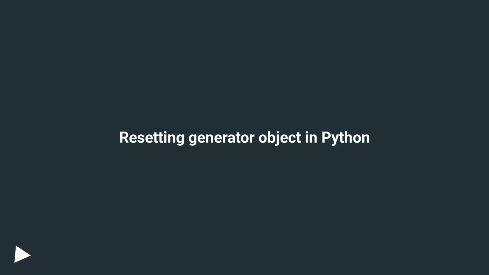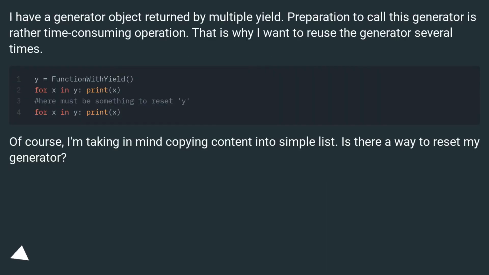Resetting generator object in Python. I have a generator object returned by multiple yield. Preparation to call this generator is a rather time-consuming operation. That is why I want to reuse the generator several times.